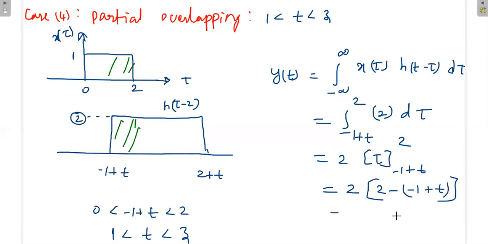Okay, 2 plus 1 minus t. Okay, 2 plus 3, 6 minus 2t. Again, this is valid only when t is in between 1 to 3. Okay, so now I will write all the function together in a single page, the next page.